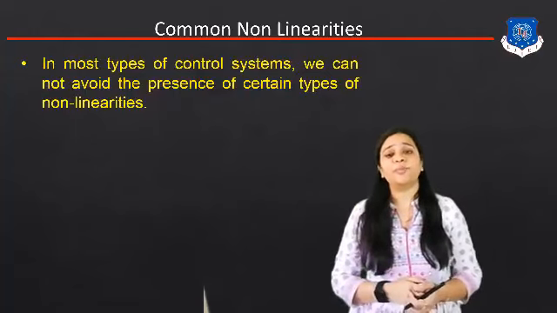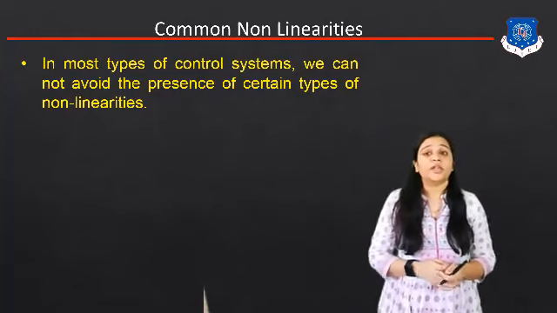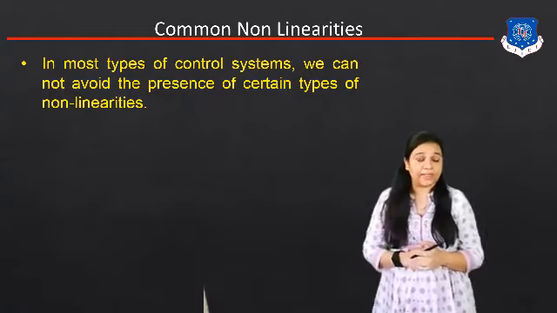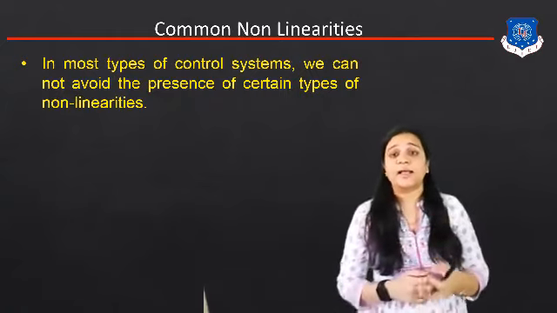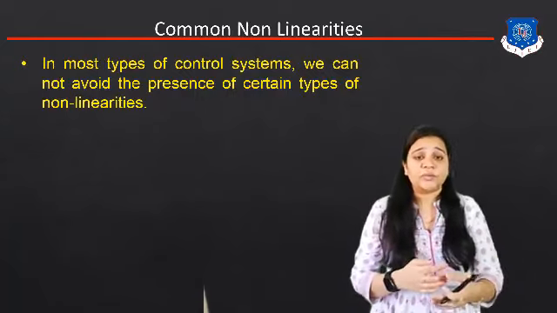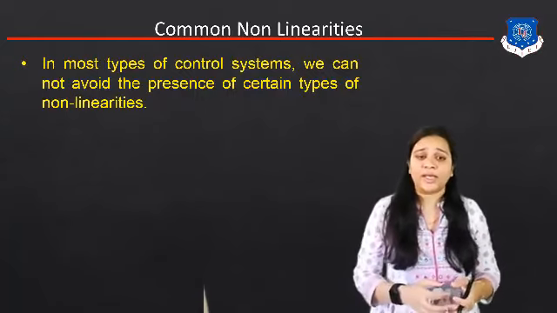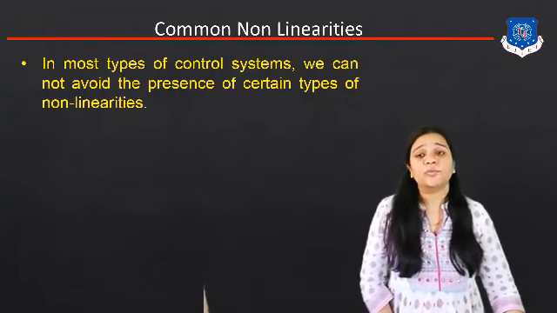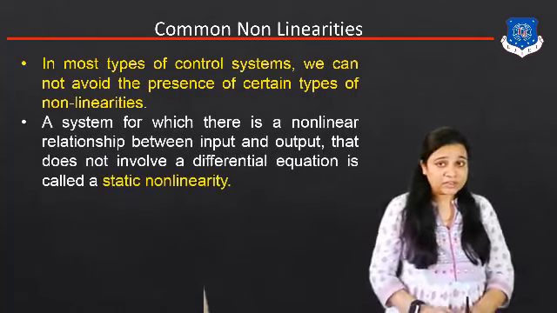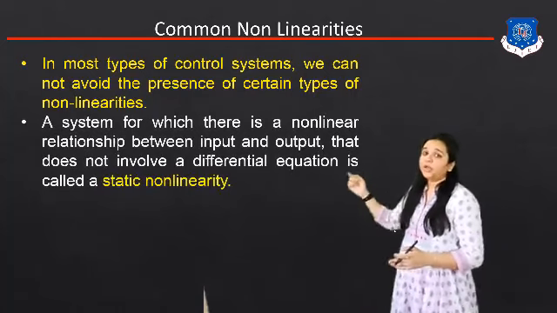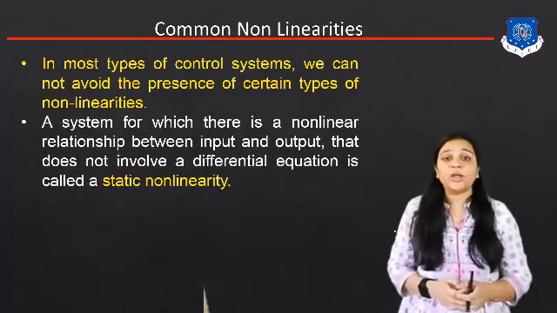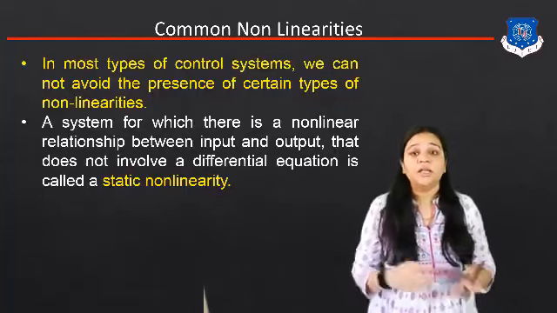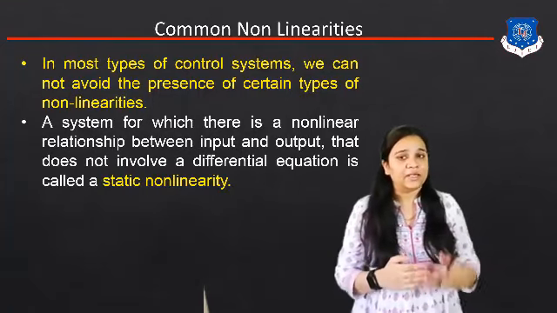In most types of control system, we cannot avoid the presence of certain types of non-linearity. As we discussed in the last session, in every system there is some type of non-linearity for the plant, so we cannot avoid it. A system for which there is a non-linear relationship between the input and output that does not involve a differential equation is called a static non-linearity.